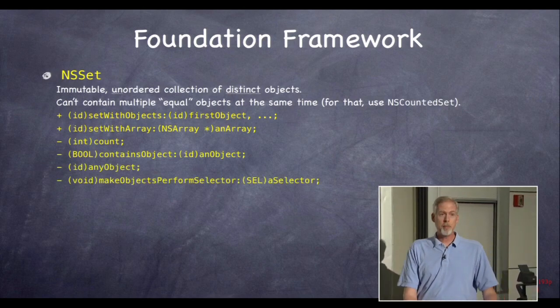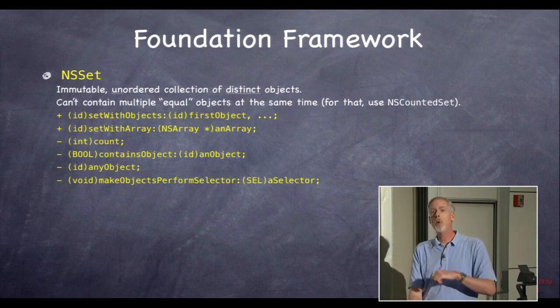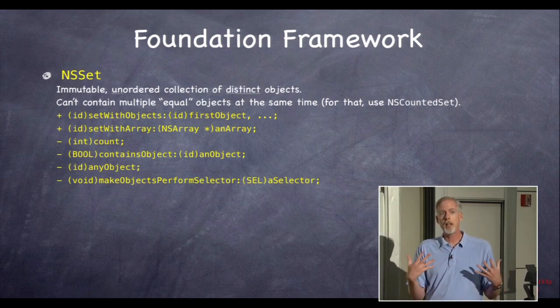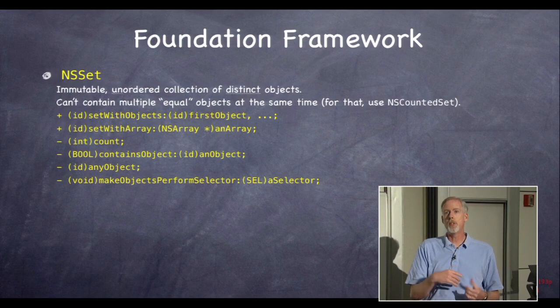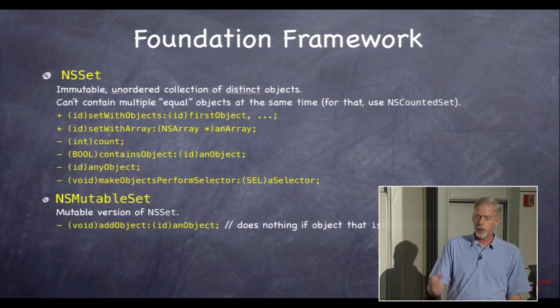There's a method anyObject, which is nice. You can just grab any old object out there. A lot of times you have a set of related objects, and any one will do for some certain operation. So you can say anyObject, and it'll very efficiently return any object. And you can make all the objects perform certain selectors.